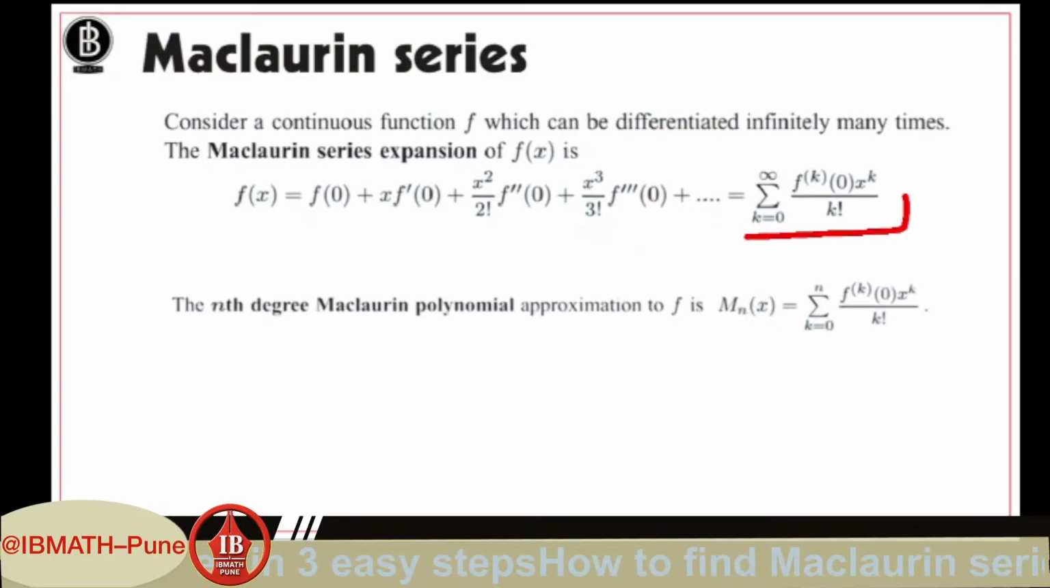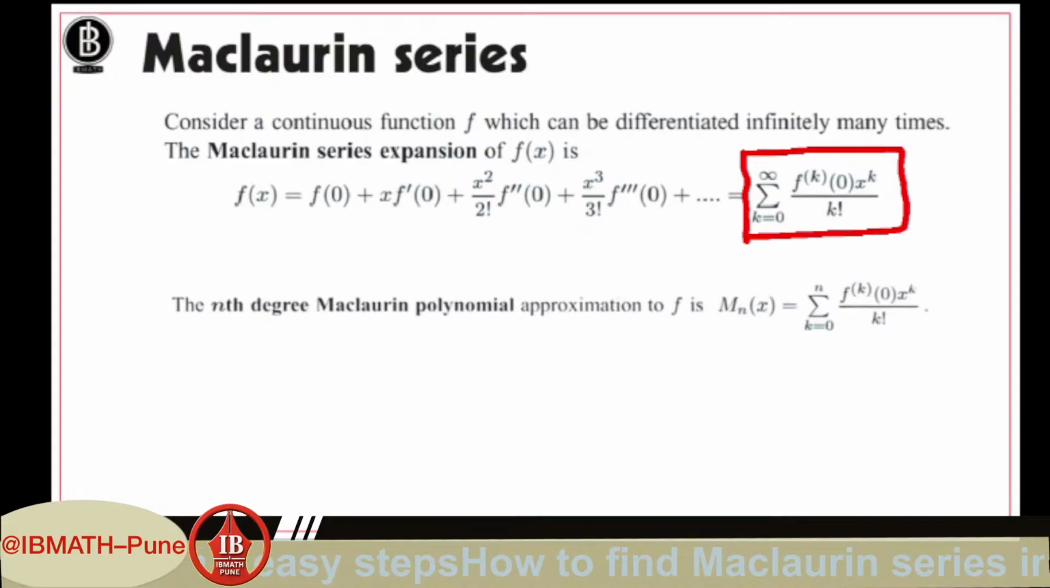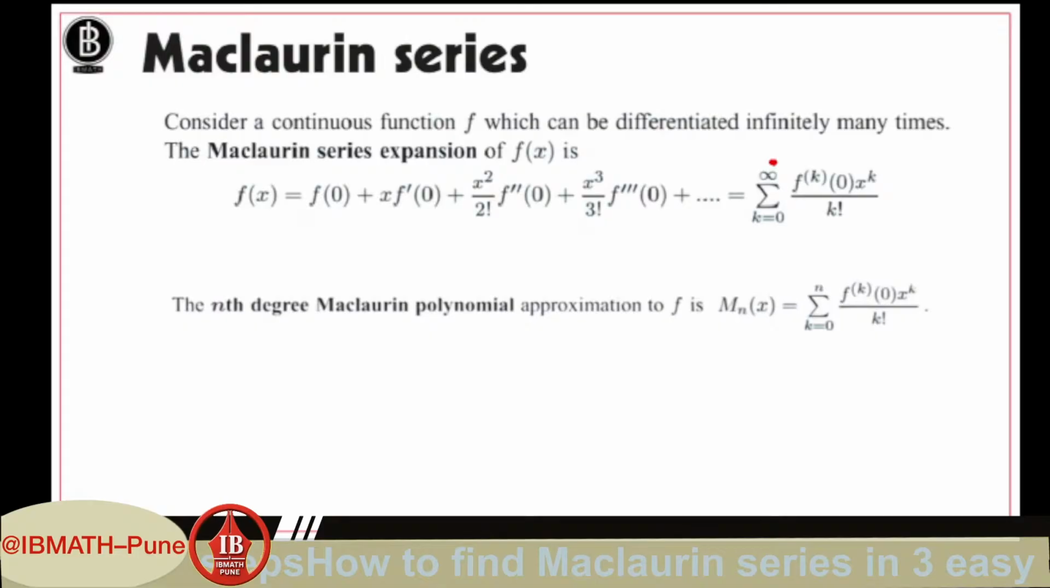All this can be summarized by this sigma notation. k is equal to 0 to infinity. Upper limit is infinity, okay? f^k of 0, x to the power k over k factorial. Now remember one thing. Only this part we are going to find in 3 steps.